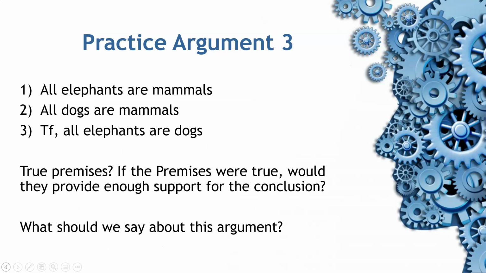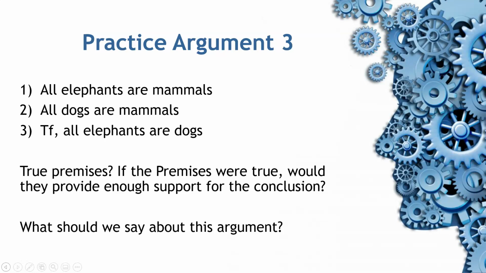Let's look at another example. All elephants are mammals. All dogs are mammals. Therefore, all elephants are dogs. First, are all the premises true? Is it true that all elephants are mammals? Yes. Is it true that all dogs are mammals? Yes. So the premises of this argument are true. So it passes what we might call our first test.